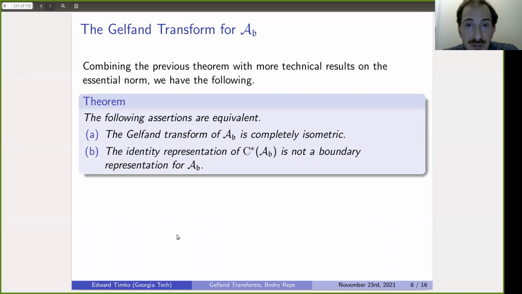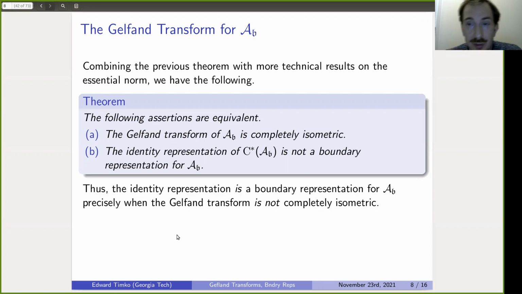The Gelfand transformation of A_B is completely isometric, and the identity representation for C*(A_B) is not a boundary representation for A_B. Or, as the way that we'll usually want to be looking at it in this talk, the identity representation is a boundary representation for A_B precisely when the Gelfand transformation is not completely isometric. So what we'll be looking at is a lot of cases where we can know that the Gelfand transformation is not completely isometric.